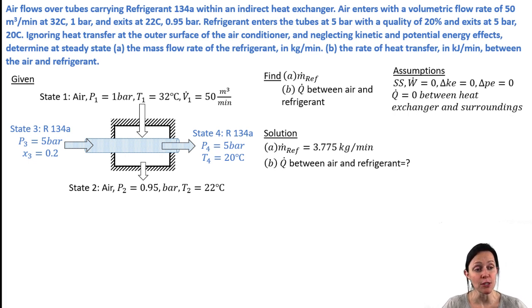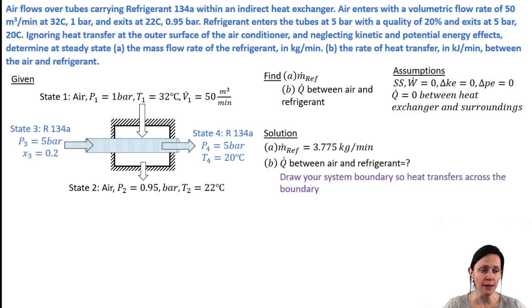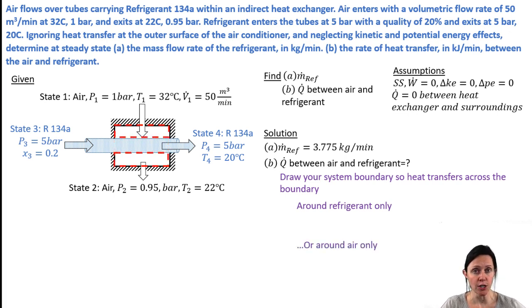Okay, and then I'm supposed to find the heat transfer rate between the air and the refrigerant. So the way that I'm going to do that is I'm going to draw my system boundary so that heat transfer does cross that system boundary. So I could do that by just looking at the refrigerant, drawing my control volume around the refrigerant, or just around the air. So everything in that heat exchanger with the exception of the tube, the refrigerant going through the tube. So let's do it both ways.